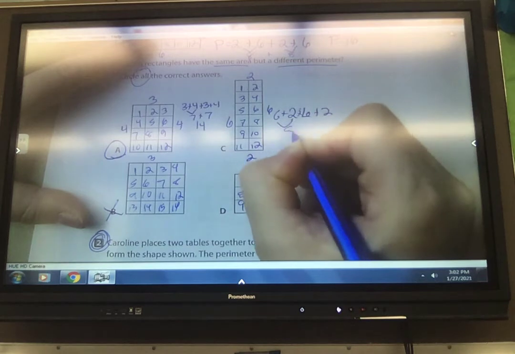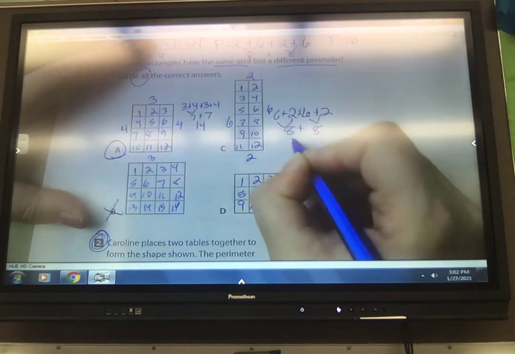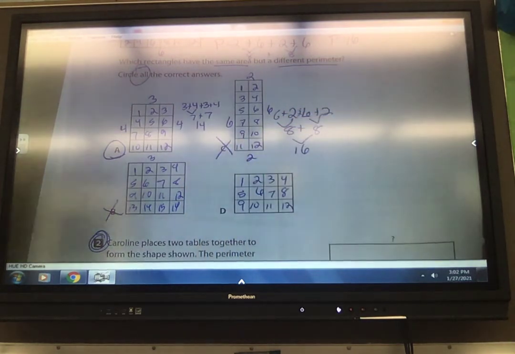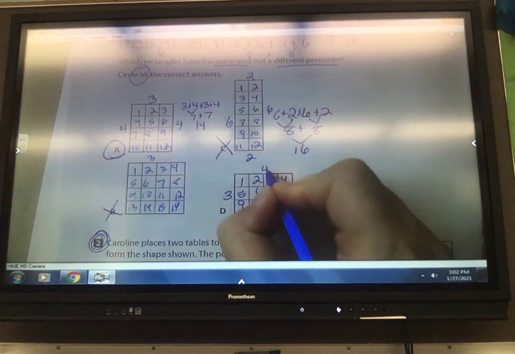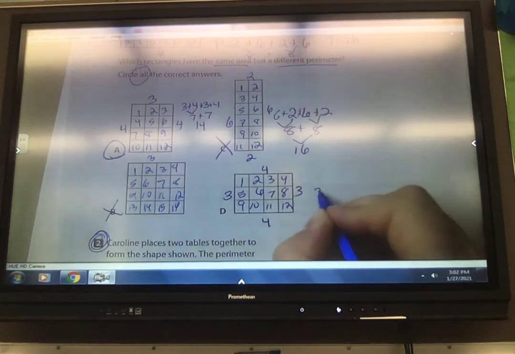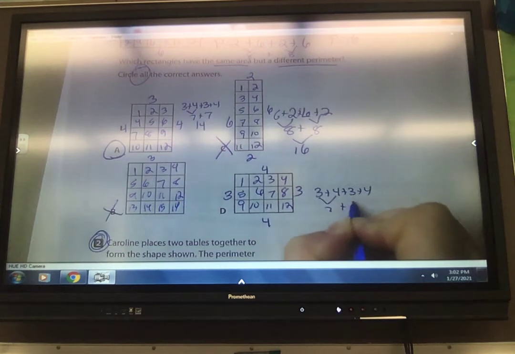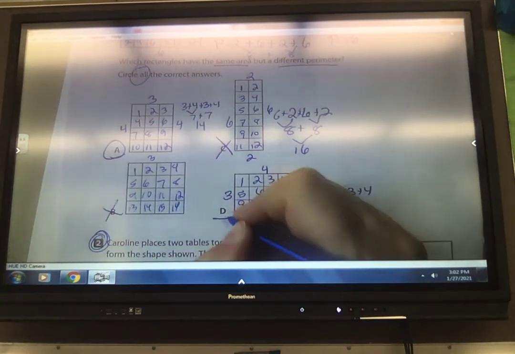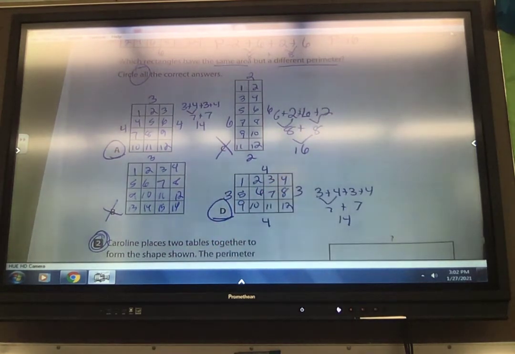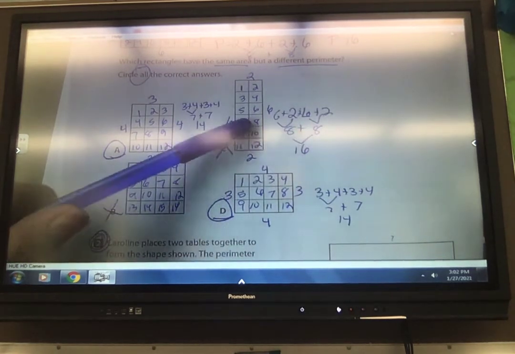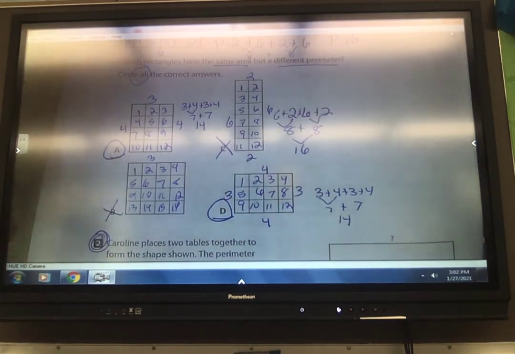6 plus 2 is 8, plus 6 plus 2 is 8. That's 16. It has to be different, so C is out. D has 3, 4, 3, and 4. 3 plus 4 plus 3 plus 4, 7 plus 7 is 14. So D. A and D are the 2 that have the same area, but different perimeters. C had the same area and the same perimeter, so I can't use C.